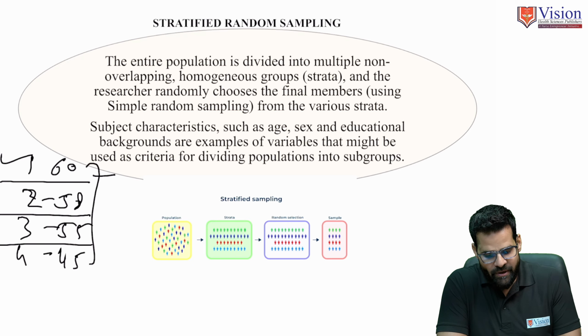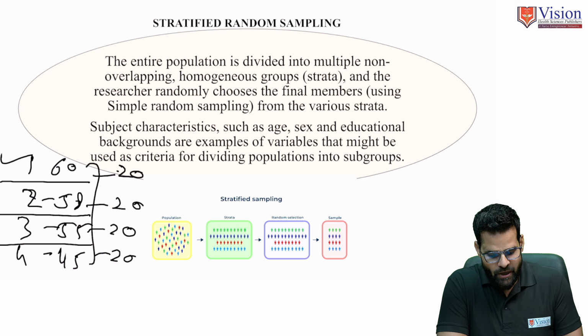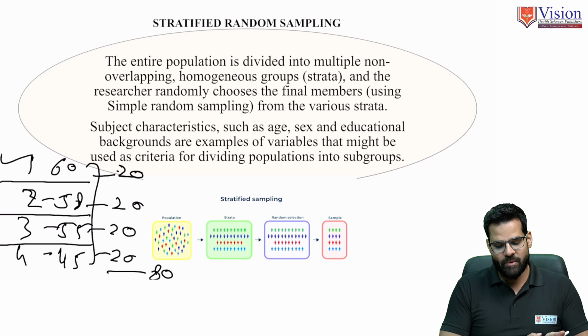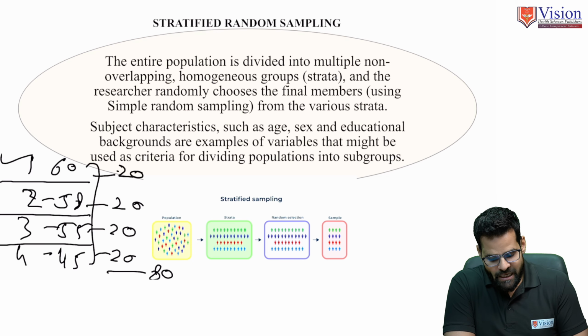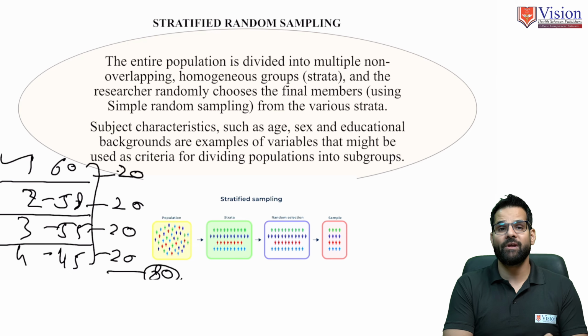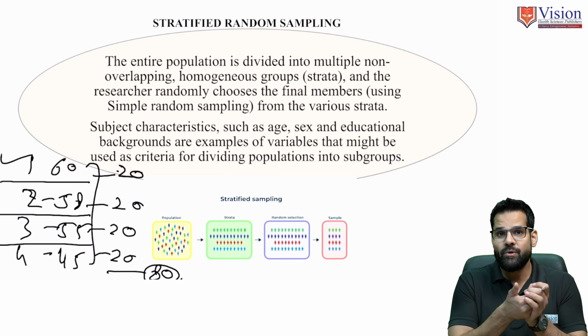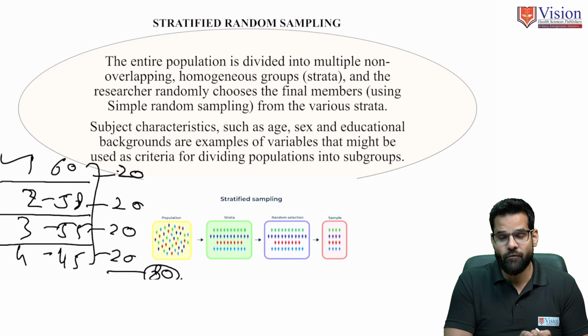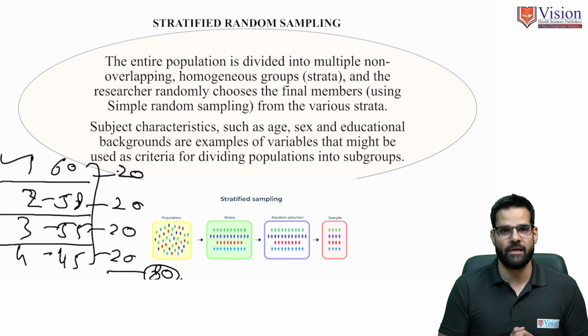So suppose I have taken 20 from the 60, here I have taken 20, then 20 and 20. So now my total sample becomes 80, or if I say 25 from each, my sample becomes 100. So these 80 will ensure adequate representation of first year, second year, third year and fourth year. That kind of sampling is known as stratified random sampling.